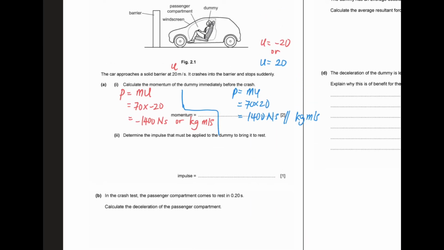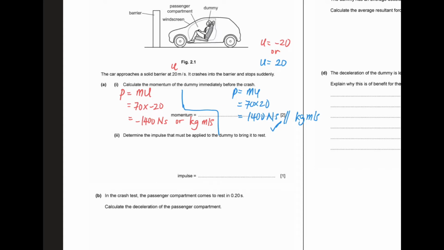Okay, so as you can see here, positive 1400 as the final answer. Okay, so the mark scheme shows this. But I have to say that nothing is wrong if you put this as the final answer. It's just that it's different from the mark scheme only. It's still correct. So what's the difference between this and this?